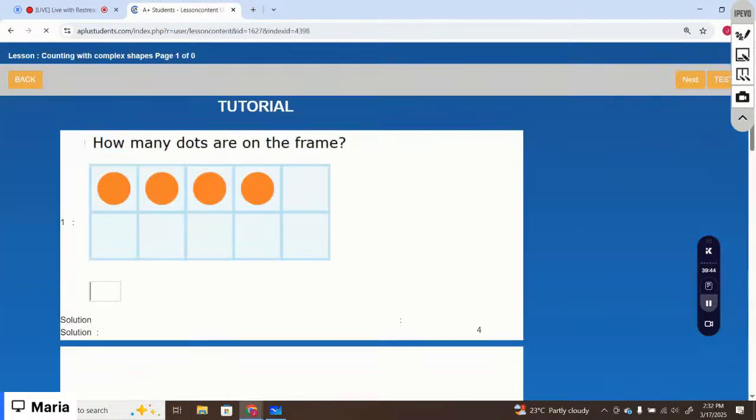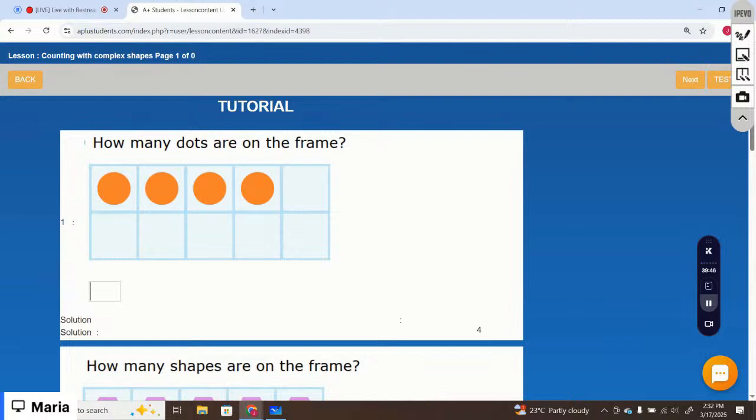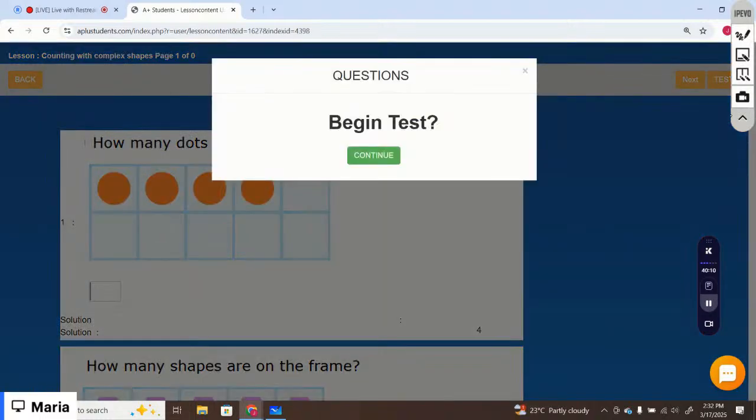The next lesson is counting with complex shapes. How many dots are in the frame? There are one, two, three, four dots. Let's just start with the test questions.